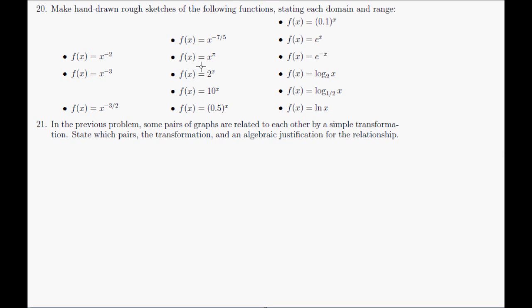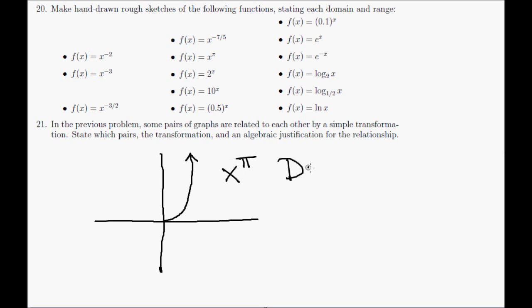Let's take one more positive exponent, x to the pi. So x to the pi, that's x to the 3.14, etc. I have an irrational exponent, and so this will only be defined for positive values of x. So the graph of x to the pi will go something like this. The domain will be x greater than or equal to 0, and the range will be y greater than or equal to 0. In general, you cannot have a negative number to an irrational exponent. So that is the domain and range of x to the pi.